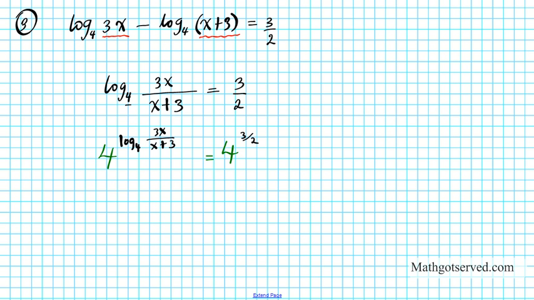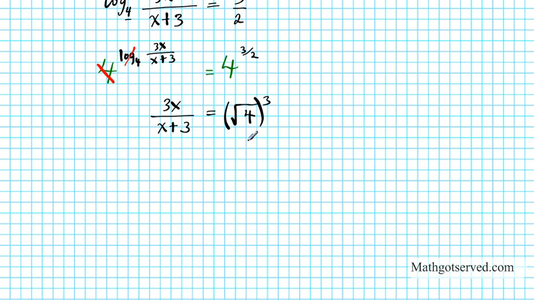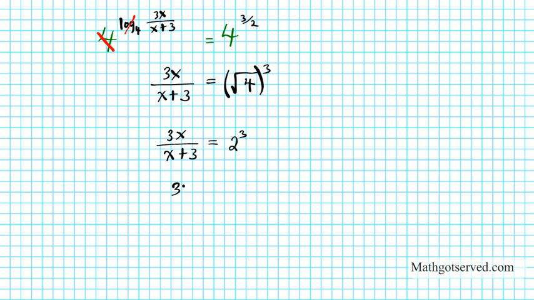On the left side, the 4 and the log base 4 are inverses, so they cancel each other out. So we're going to have 3x over x plus 3 equals, now using the rational exponent property, this 4 to the 3 halves can be rewritten as the square root of 4 raised to the 3rd power. Let's simplify this radical on the right a little bit further. So we have 3x over x plus 3. The square root of 4 is 2, and then we have 2 to the 3rd.